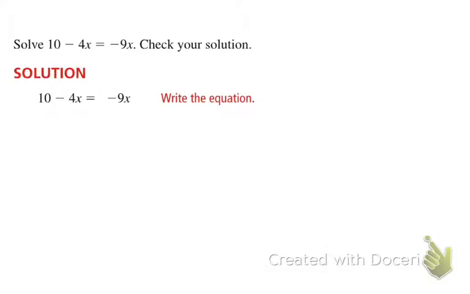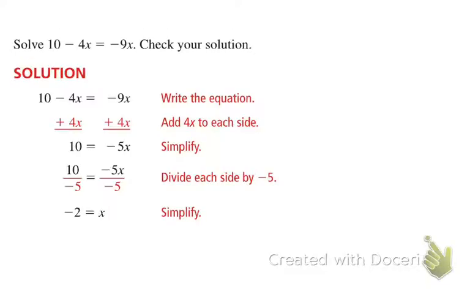So we're going to start with the equation. And what we need to do when we solve equations with variables on both sides is we need all the variables to one side and all the constants to the other. So we're going to add 4x to both sides in order to get 10 on one side of the equation by itself, and when we combine the negative 9x and the 4x we get a negative 5x on the right hand side. The next step will then be to just undo the multiplication. So we'll divide both sides by negative 5.